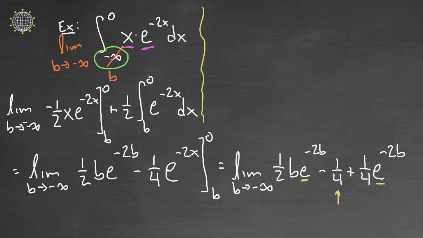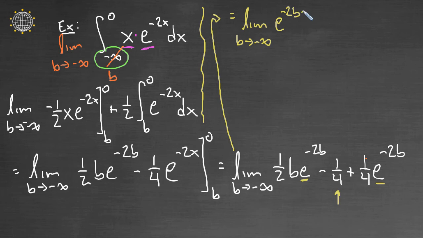The way I would formally write this, bringing this up here, we get the limit as b approaches negative infinity of, I'm going to pull out these e to the negative 2b's out front. Okay, e to the negative 2b times the quantity 1/2 b from this term, plus 1/4, that's from this term. And then minus 1/4, because this term right here did not have an exponential term in it.